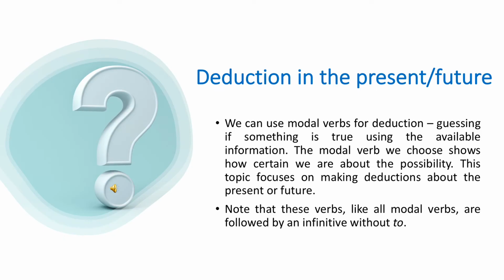Deduction in the present and in the future. We can use modal verbs for deduction, guessing if something is true using the available information. The modal verb we choose shows how certain we are about the possibility. This topic focuses on making deductions about present or future. Note that these verbs, like all modal verbs, are followed by an infinitive without to.